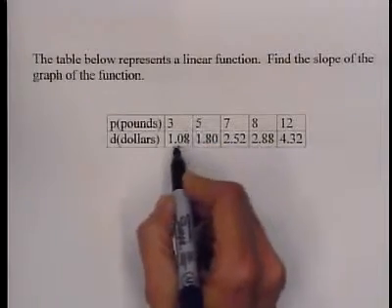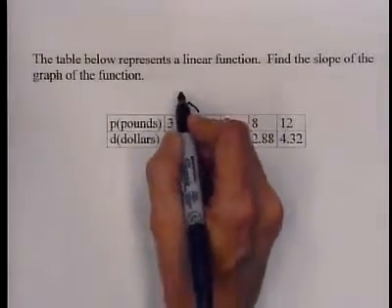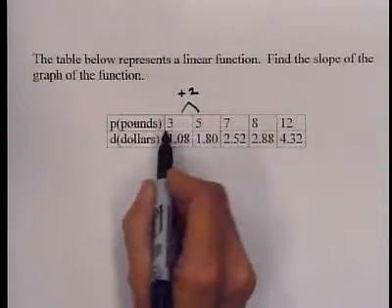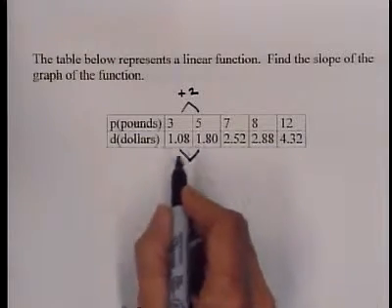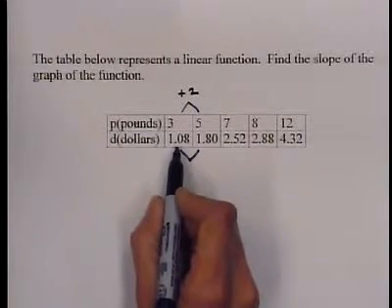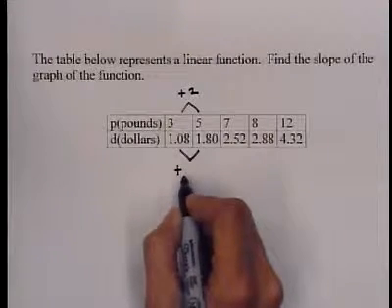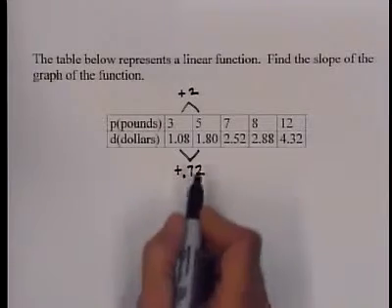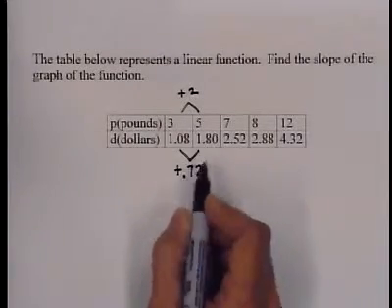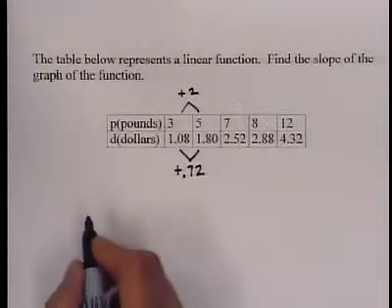So let's pick a pair of independent variables, 3 to 5, and I see the change there is plus 2 if I go from 3 to 5. Let's take their dependent variables. To go from 1.08 to 1.80, I must go positive 0.72. So the change in the dependent variable over the change in the independent variable will be the slope of the graph.